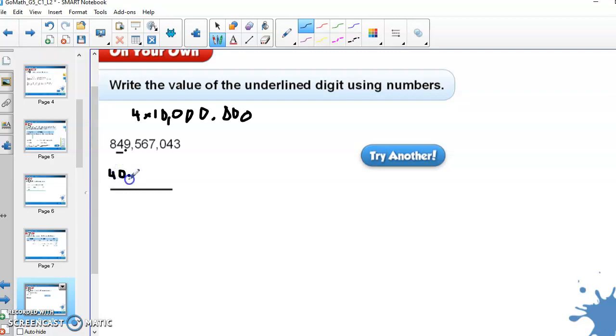Now you don't have to write out this top part that I did. I just wanted you to see what I was thinking. So if you know that this is the 10 millions, you can simply write 40 million, because 4 times 10 million is 40 million. Ooh, I'm getting more and more sloppy as I go. There we go, 40 million. Let's make sure that that's a comma. All right, let's try another problem.